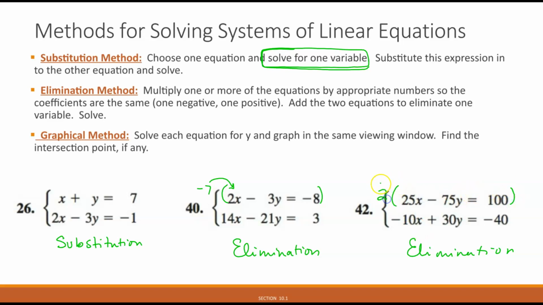If we multiplied this by 2, that would give us a 50x. But remember, you multiply everything by 2. This one we could multiply by 5. We would, again, multiply everything by 5, but we would end up with a -50x. When I add these two together, I can eliminate x. You could also work on eliminating y. It doesn't matter which one.